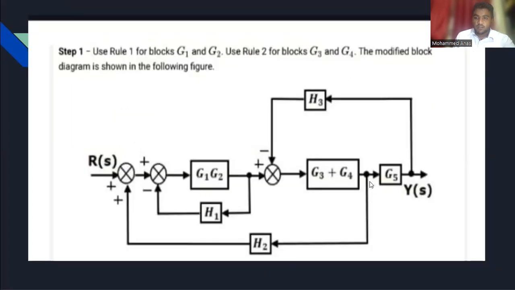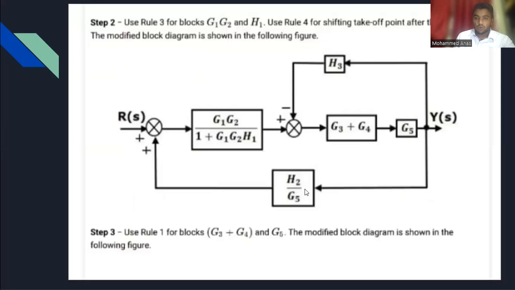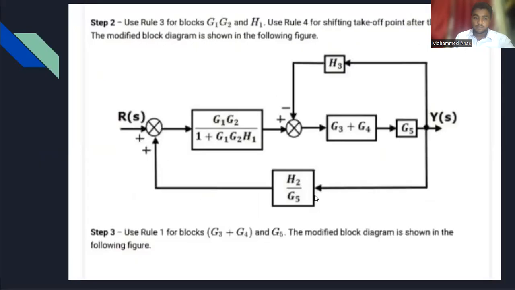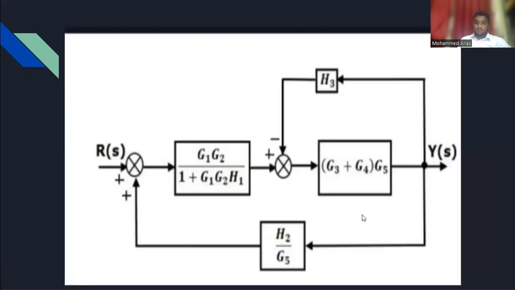As mentioned, use rule 4 for shifting the takeoff point after G5. H2 is common here, divided by the reciprocal of the block present to the left of it. Now step 3, use rule 1 for the blocks G3 plus G4 and G5. G3 plus G4 and G5 are connected in series. After modifying this, we will get this form.